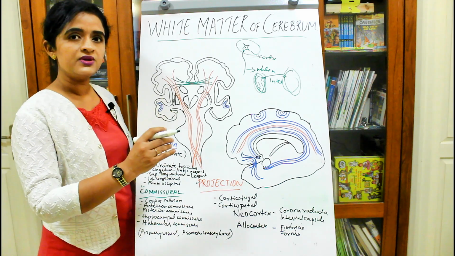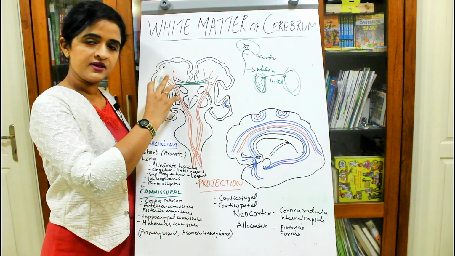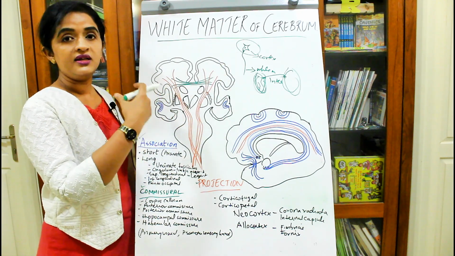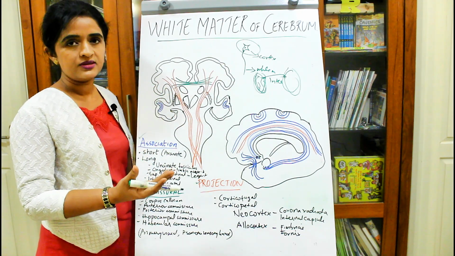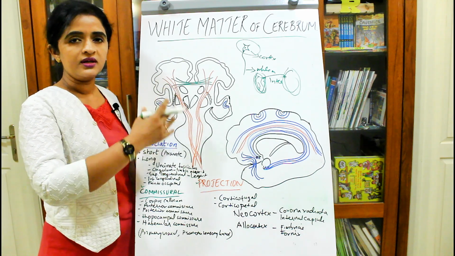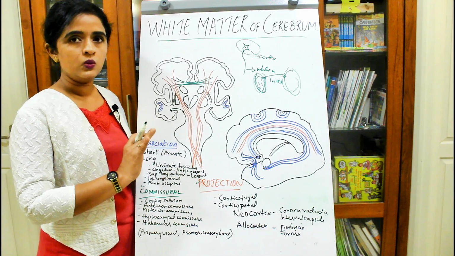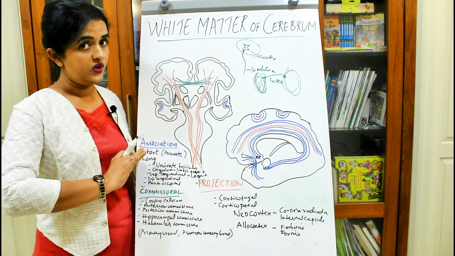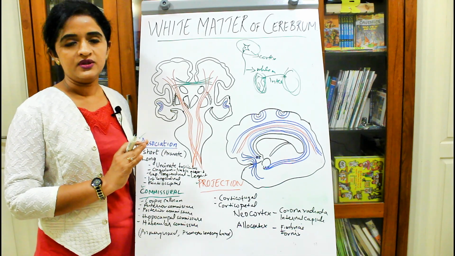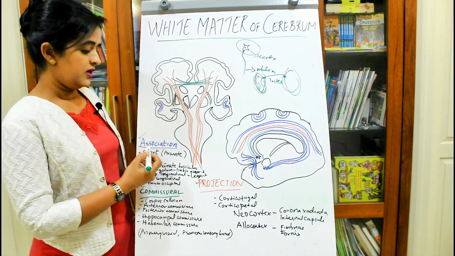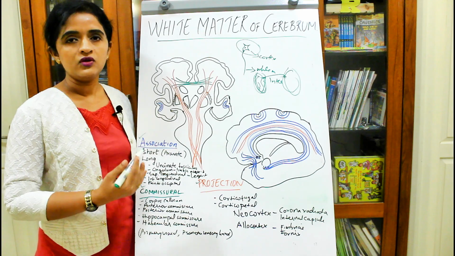So the projection fibers are not confined to one single hemisphere. They are not just connecting the two cerebral hemispheres, but they are going beyond that. That is, they connect the cerebral cortex with the rest of the central nervous system. So that is how we divide or group the nerve fibers of the cerebrum. Hope it is clear. Now we will see the examples for each type.